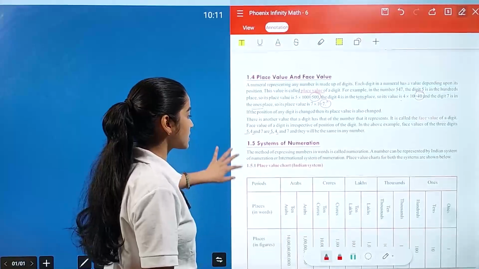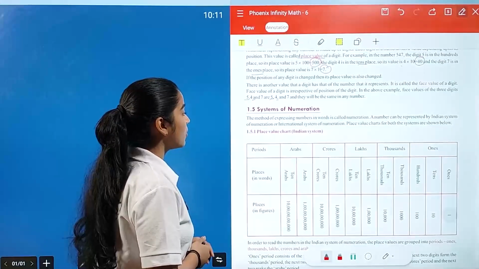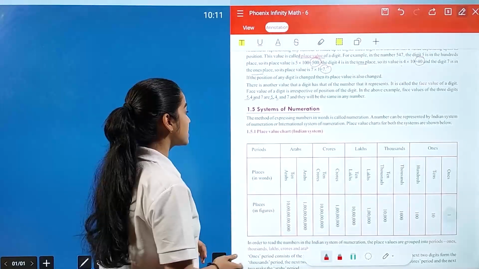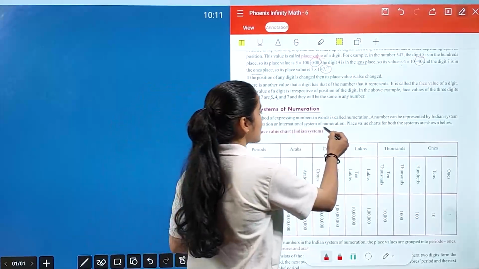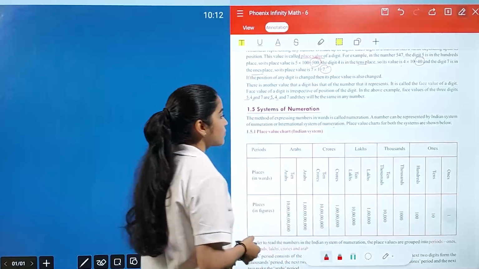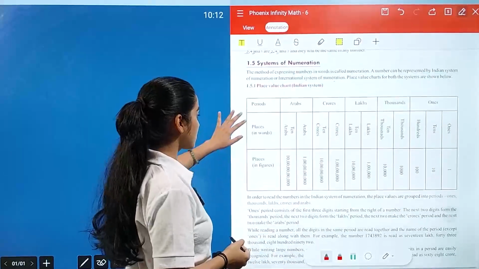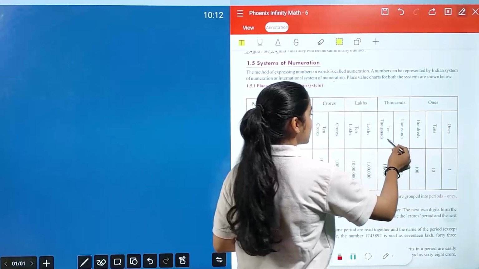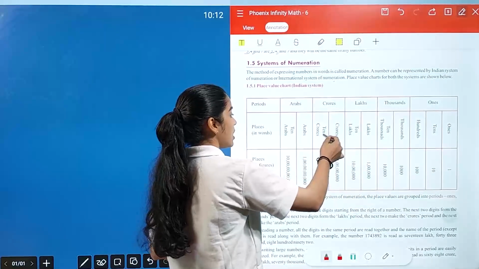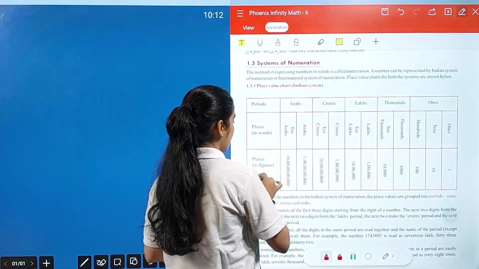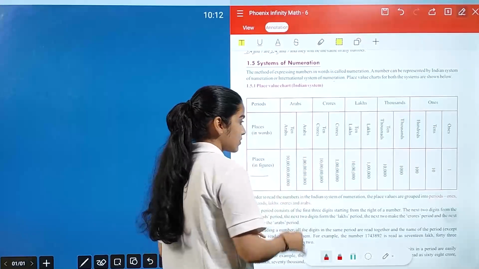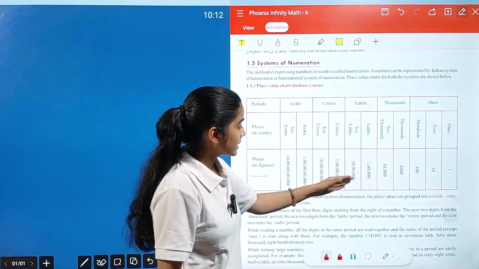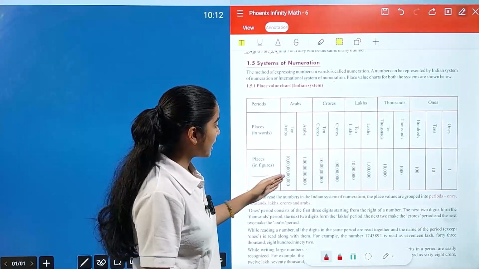Okay, next we have the system of numeration. The method of expressing numbers in words is called numeration. A number can be represented by the Indian system of numeration or the international system of numeration. Place value charts for both the systems are shown below. So this is your place value in the Indian system, where we have ones, tens, hundreds, thousands, ten thousands, lakhs, ten lakhs, crores, ten crores, arabs and ten arabs. Now in figures we can also represent the same: 1, tens, 100, 1000, 10,000, 1 lakh, 10 lakh, crore, 10 crore, 1 arab and 10 arab.